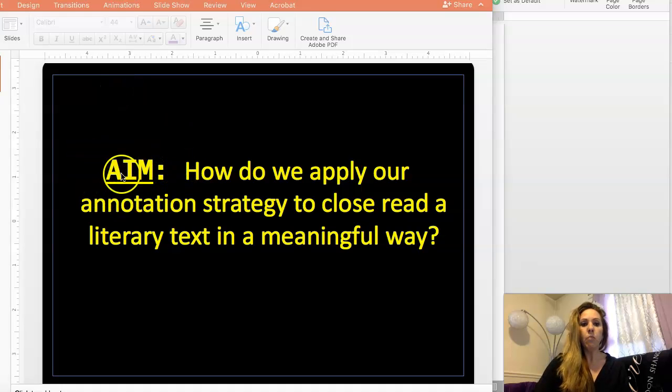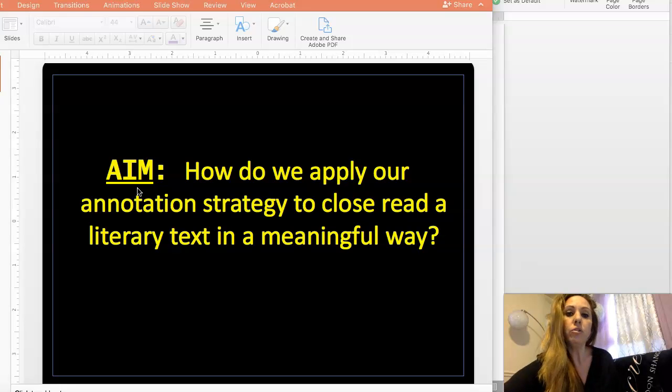Okay, so to get us started, I wanted us to think about this aim. And I'm going to read it. And while I read it, I just want you to think about that aim and think about if you feel red, yellow, or green when it comes to annotation. So, how do we apply our annotation strategy to close read a literary text in a meaningful way?